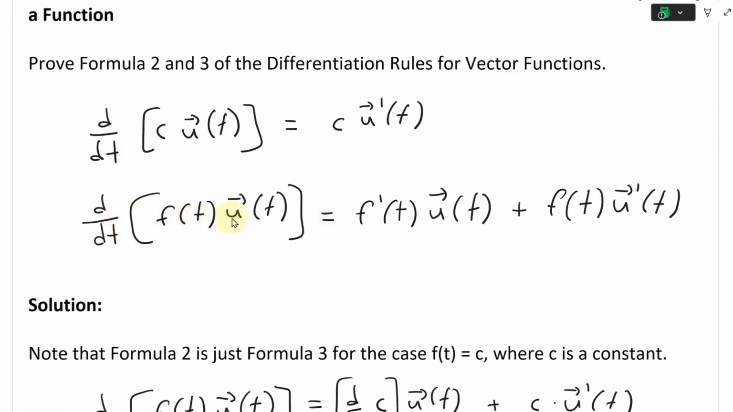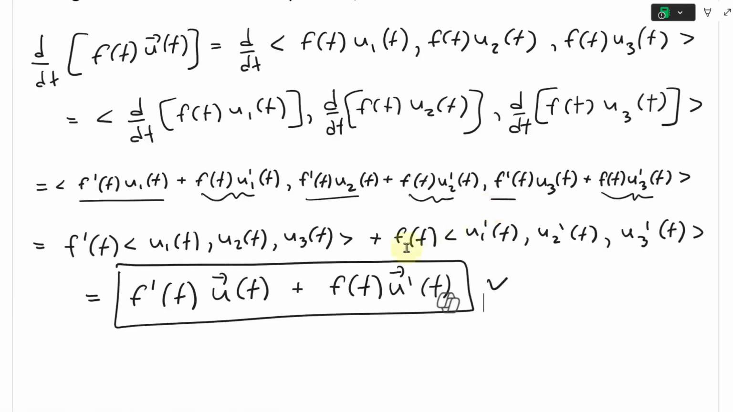So there's formula 3 right here: f(t) and then u, the vector function of t. The derivative of this is just f prime of t times u(t), the vector function, plus f(t) times the derivative of the vector function u. So yes, epic stuff there.